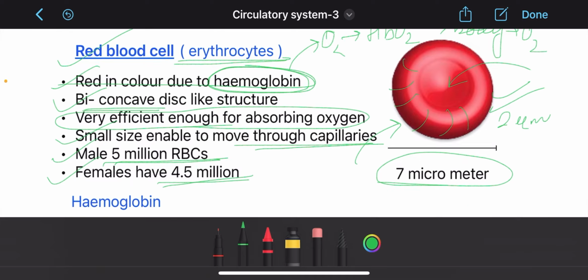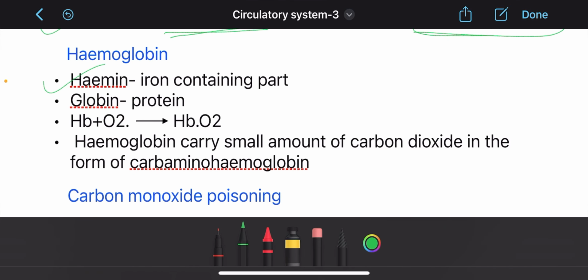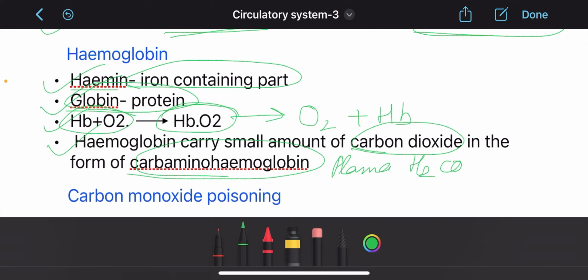Now, the pigment that is found in red blood cells is hemoglobin, which is made up of two parts. The first part is hemin, that is the iron-containing part, and the second part is the protein part or the globin part. This hemoglobin combines with oxygen to form oxyhemoglobin, which dissociates into oxygen and hemoglobin wherever oxygen is required in different parts of the body. Hemoglobin carries a small amount of carbon dioxide in the form of carbaminohemoglobin, although we know that most of the carbon dioxide in our blood is carried by plasma in the form of carbonates.